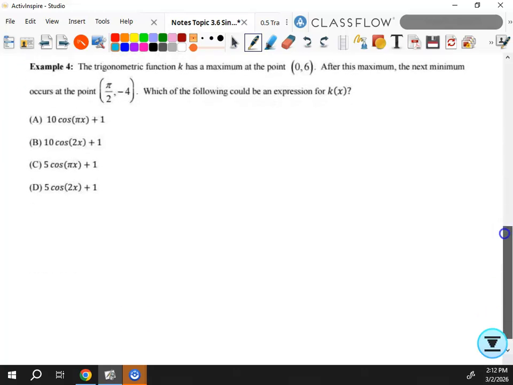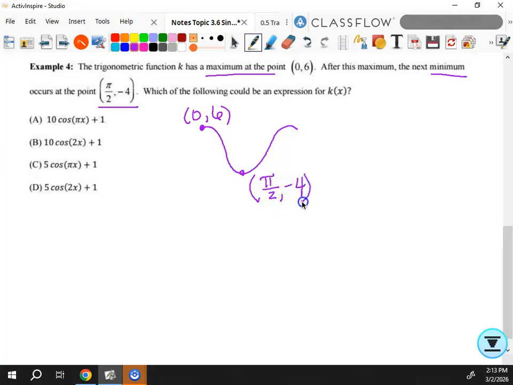Now, we did one very similar to this last week. As a trigonometric function, k has a maximum at this point. After this maximum, the next minimum occurs at this point. Now, these answers all say cosine, but even if they said sine, I could still draw the same thing just to get myself started here. I have a maximum and then a minimum, so it's really going to look like this. This point is at 0, 6. This point is at pi halves, -4.